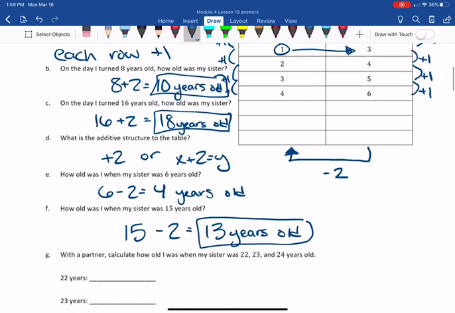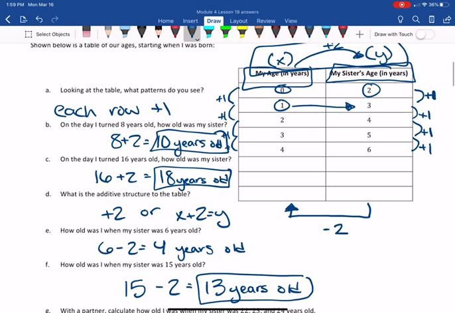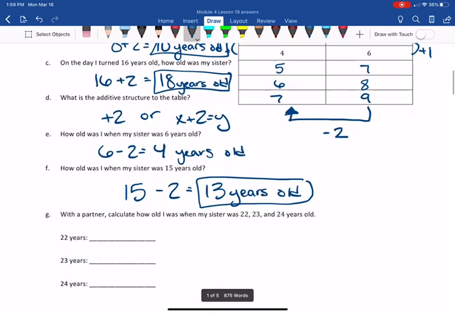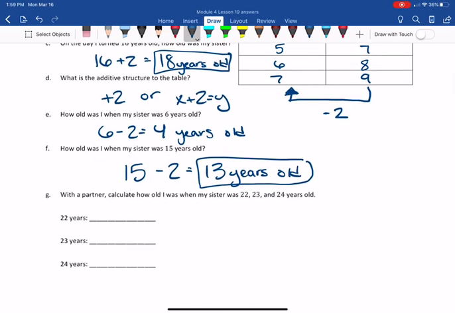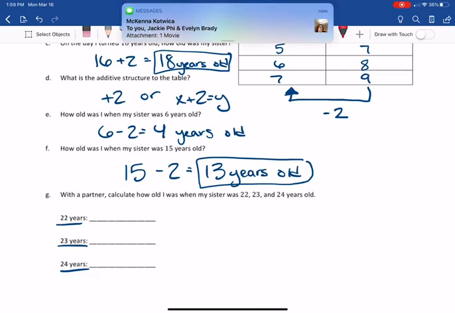So what I want to do is I want to be able to fill in this table to kind of understand. So I'm going to make it easy. Let's just go, I'm 5, 6, 7. So therefore, if I add 2, it would be 7, 8, 9. Kind of like the joke, 7, 8, 9. So it says calculate with a partner how old I was when my sister was 22. So these are my sister's age. So remember what we're doing. If I know my sister's age, am I adding 2 years or am I subtracting 2 years?